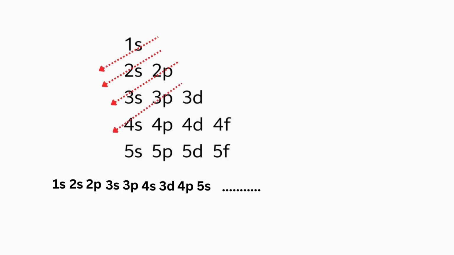Electrons are filled into orbitals following the arrows in this order: 1s, 2s, 2p, 3s, 3p, 4s, 3d, 4p, 5s, and so on. Once you follow this order, electronic configuration becomes mechanical and not confusing. 3d orbitals are included if you are dealing with a transition element.